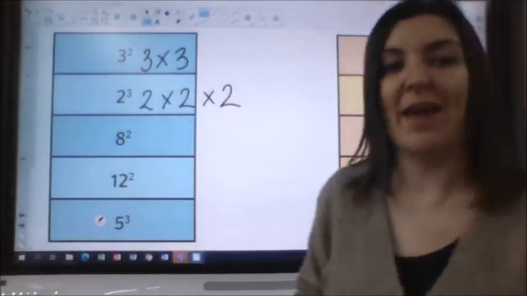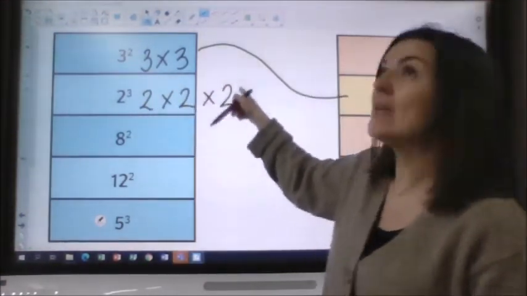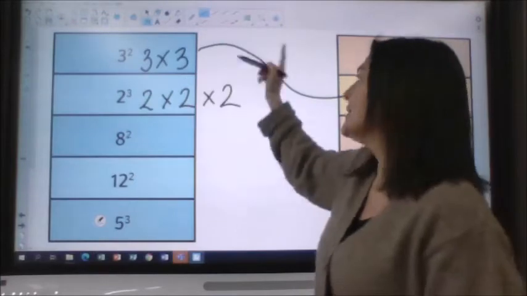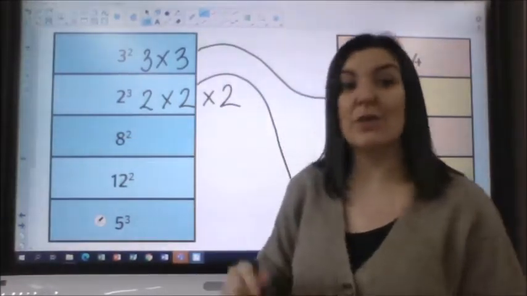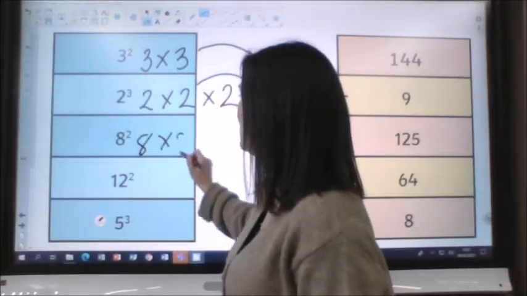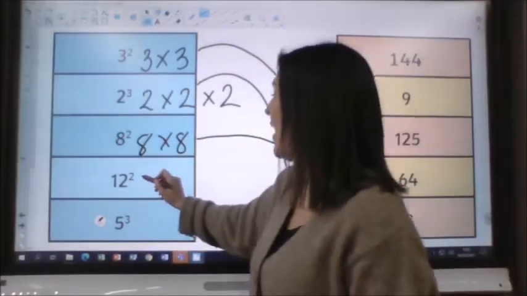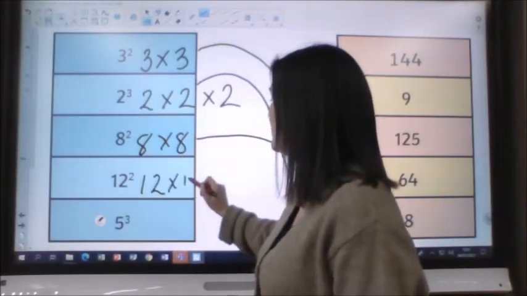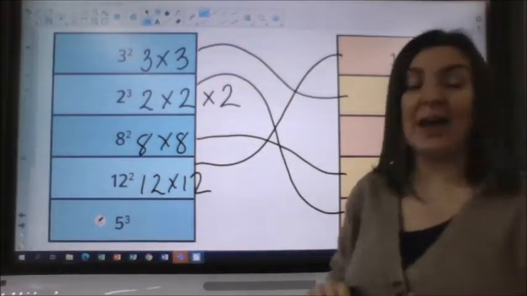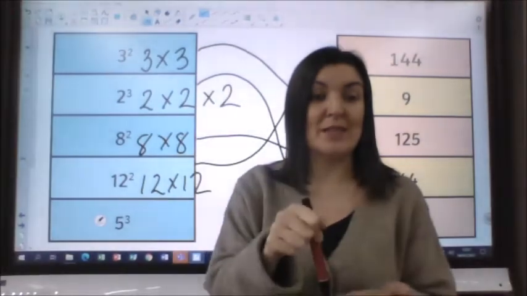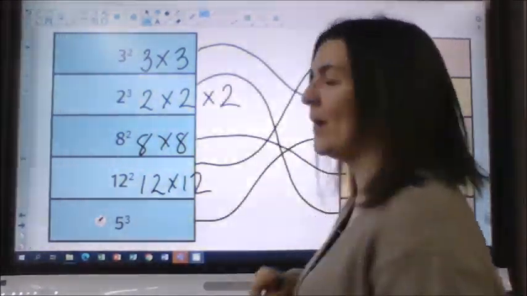Right, so let's have a look together then. 3 times 3, so that would be 9. 2 times 2 times 2, so 2 times 2 is 4, times by 2 is 8. Then you've got 8 squared, so that would be 8 times 8, which is 64. Then 12 squared, so that would be 12 times 12, which is 144. And then 5 cubed, which is 5 times 5, which is 25, times by 5 again, so that would be 125.